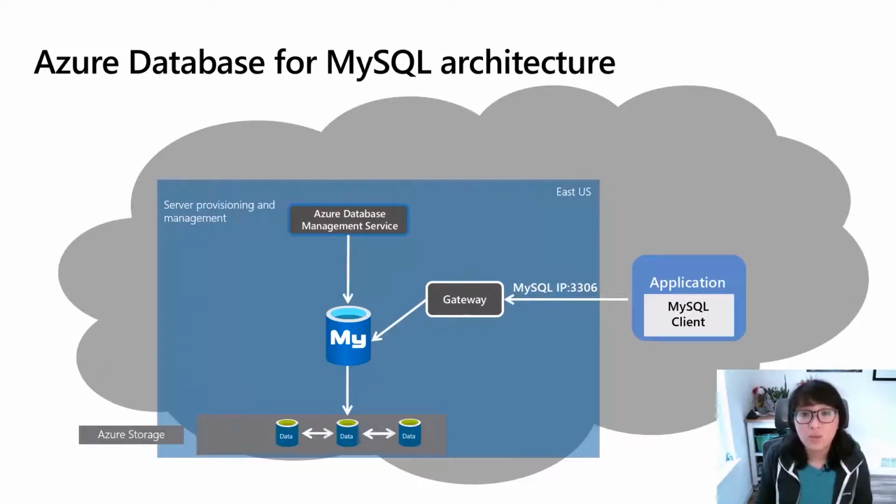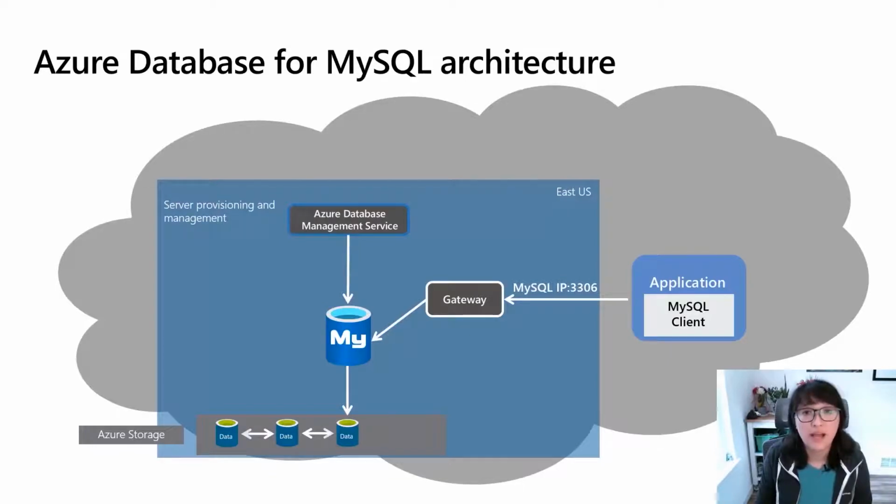Next, I wanted to highlight what happens when something goes wrong with one of the data files. When we detect that, we switch over your MySQL to point to a different data file that's hosted within Azure Storage. As I mentioned earlier, Azure Storage keeps 3 copies of those data files on your behalf.